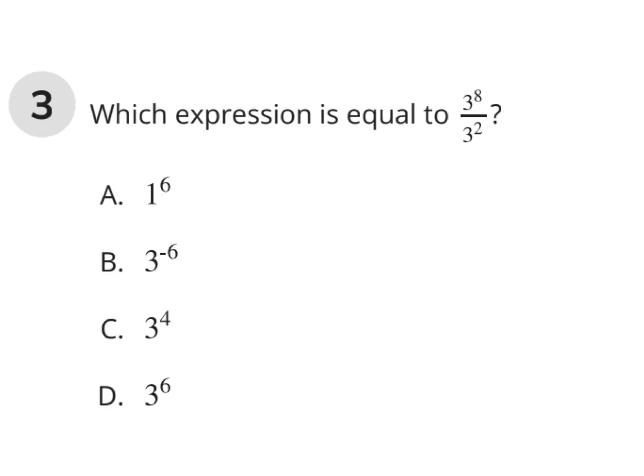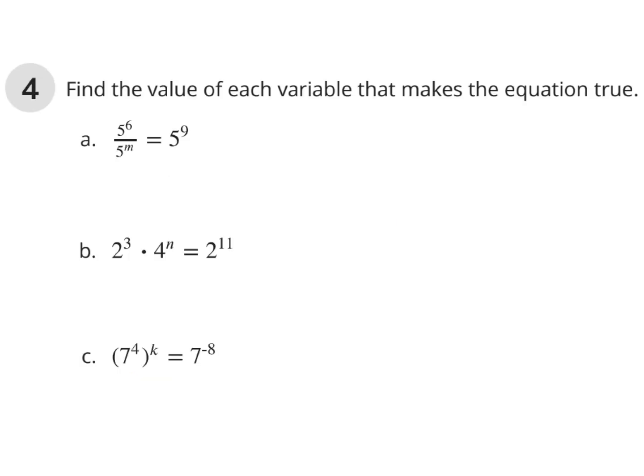Which expression is equal? So, same base divided. Subtract the exponents. This gives us 3 to the 6th, which is D. Okay. Find the value of each that makes the equation true. Same base. 6 minus m equals 9. Subtract 6 from both sides. -m equals 3. Divide by -1. M equals -3.